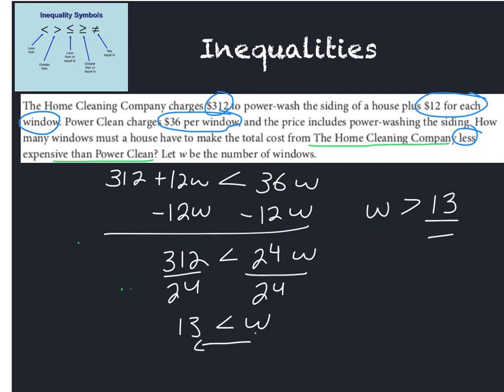And if you were graphing this, we'd have an open circle at 13, and we would shade everything to the right of 13. So not 13 or more, more than 13 windows would be what we would need in order for the home cleaning company to be less than the power cleaning company. We're not including 13, and that's why we have an open circle on 13. And that's it.